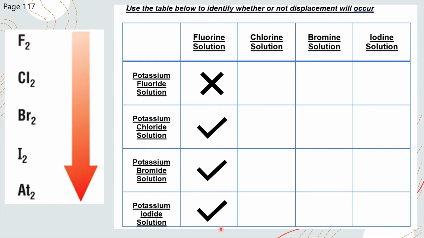And remember, all of them want to be in a compound because that means their atoms are stable. The outer shell is full. That's why they're doing that. Let's look at the next table then.